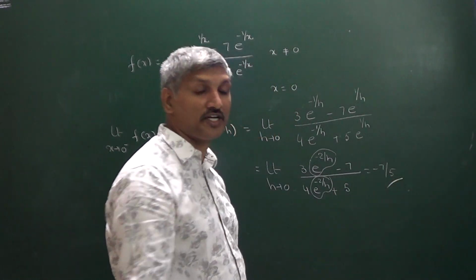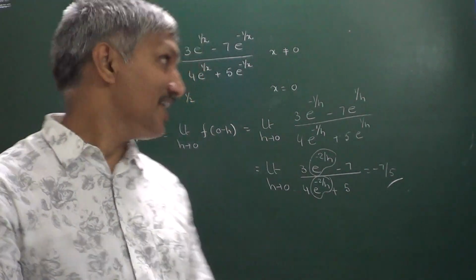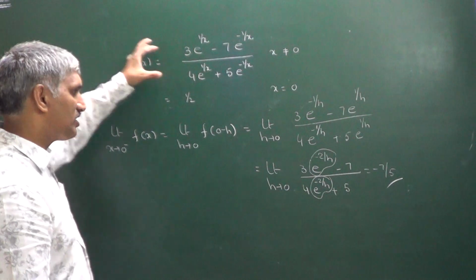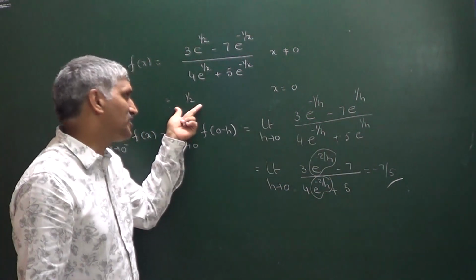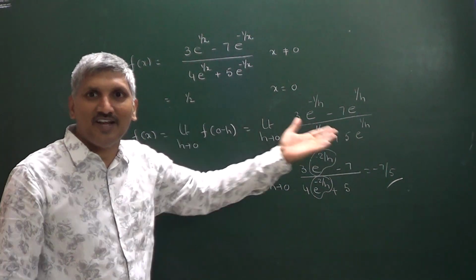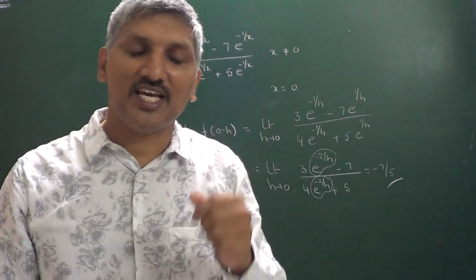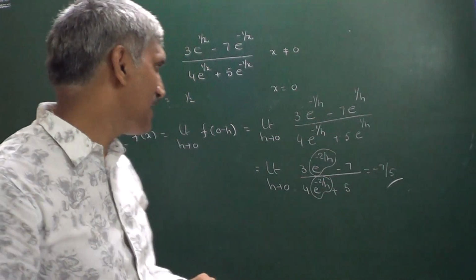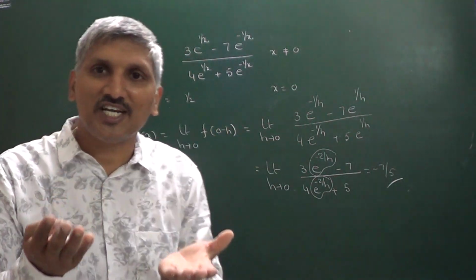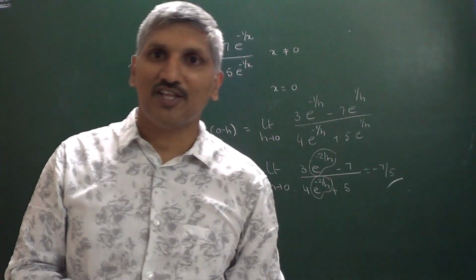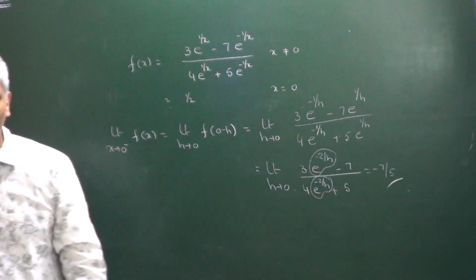No need to find out the right hand limit now. The reason is because the left hand limit we got is minus 7 by 5, but the functional value we got is 1 by 2. The left hand limit and the functional value are not equal. That is enough. We can say the function is not continuous at x equal to 0. And if a function is not continuous, then no doubt the function is not differentiable also. Right?